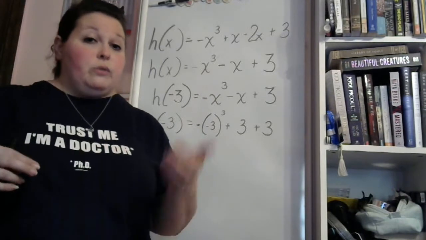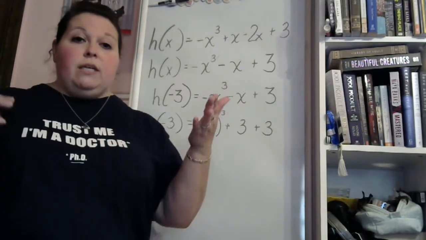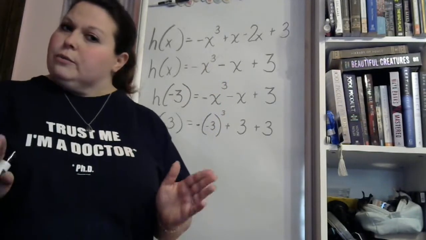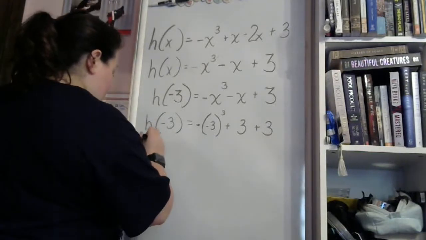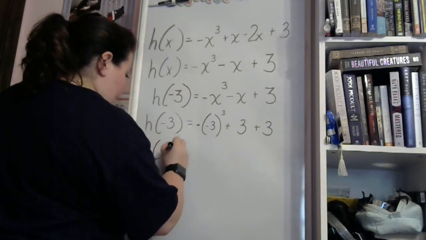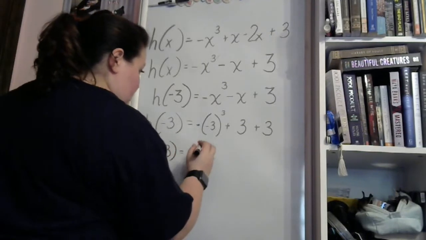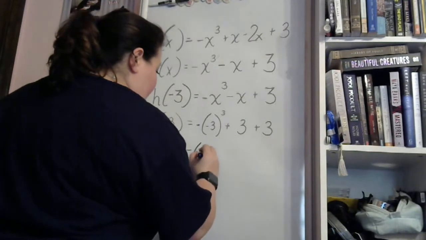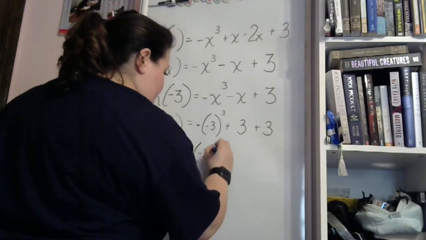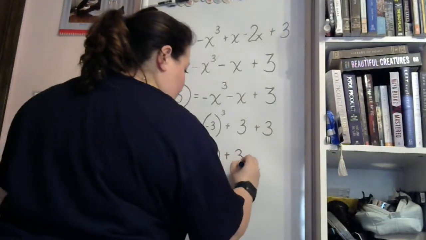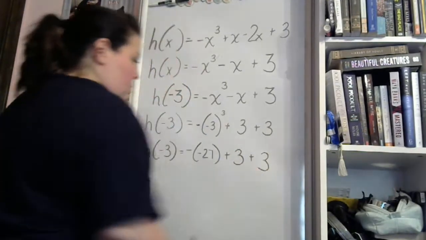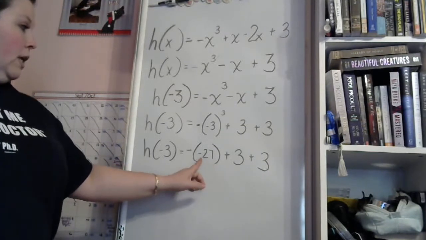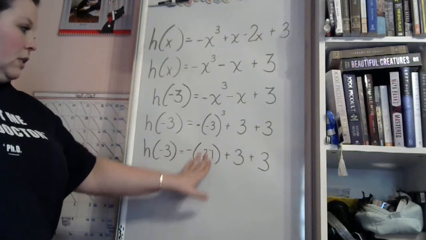So, 3 times 3 is 9. 9 times 3 is 27. So I hope your calculators are working with what I'm saying here. So h of negative 3 equals, so now we can take this out of parentheses, but it's negative 27 plus 3 plus 3. Now, I left this in parentheses because, again, I wanted to make sure that this negative stays isolated.